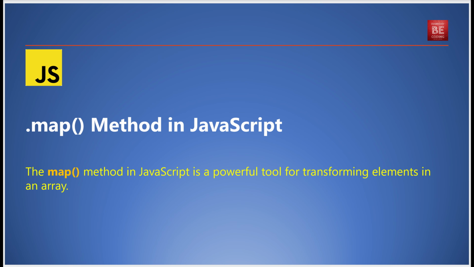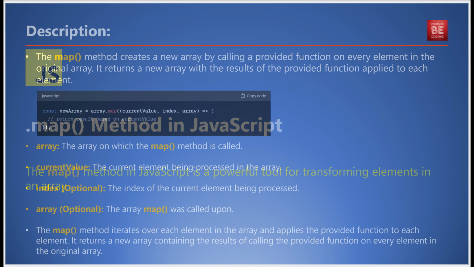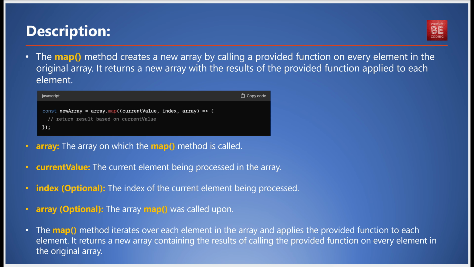Ever wondered what the map method in JavaScript is or why it's so important? Well, today is your lucky day because we're going to dive deep into its workings, syntax, and practical examples. Starting with the basics, the map method is a powerful JavaScript tool that creates a new array by calling a function on every element in the original array. It returns a new array of results with the function applied to each element.